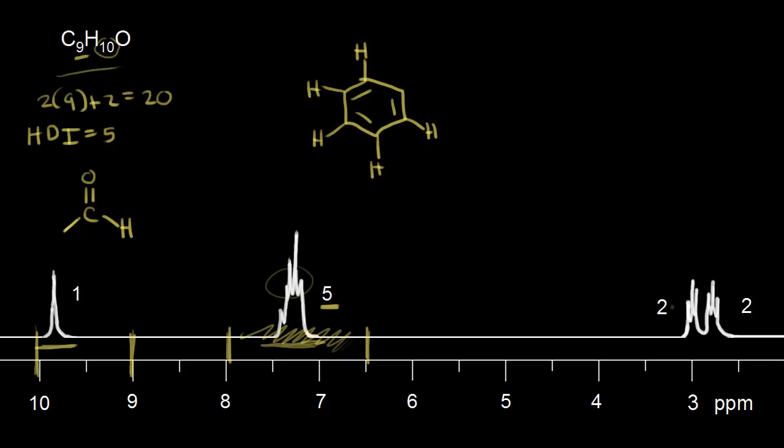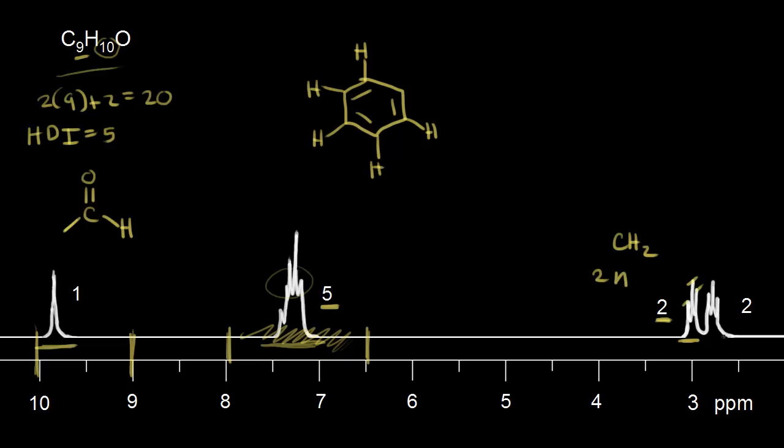All right, let's go to these other 2 signals down here. So this signal represents 2 protons. So I'm going to write a CH2 here. How many neighboring protons do we have for those 2 CH2 protons? Well, there's 1, 2, 3 peaks. So if there's 3 peaks, just subtract 1 to figure out how many neighboring protons you have. So 3 minus 1 is equal to 2. So this is a CH2 with 2 neighbors.